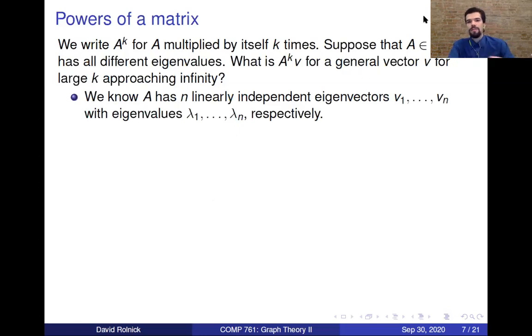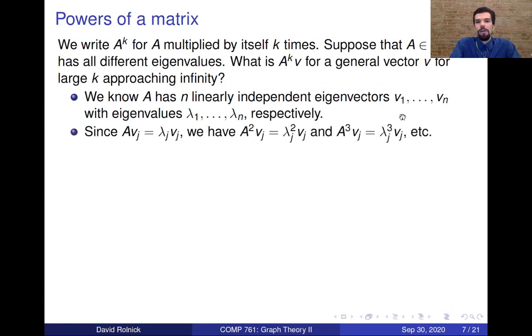So, to start us off, we know that A has n different linearly independent eigenvectors with some eigenvalues, because these are all different eigenvalues. Okay. Now, what happens with powers of A?